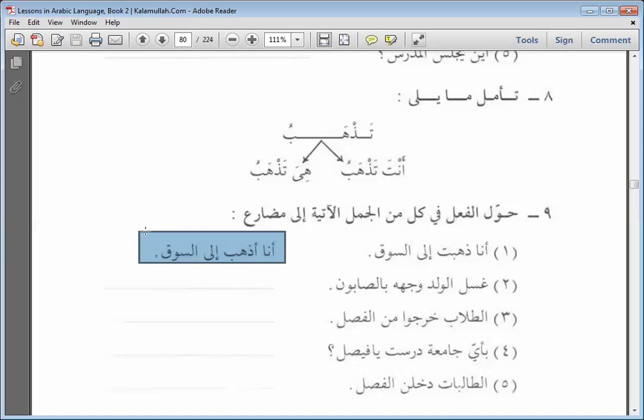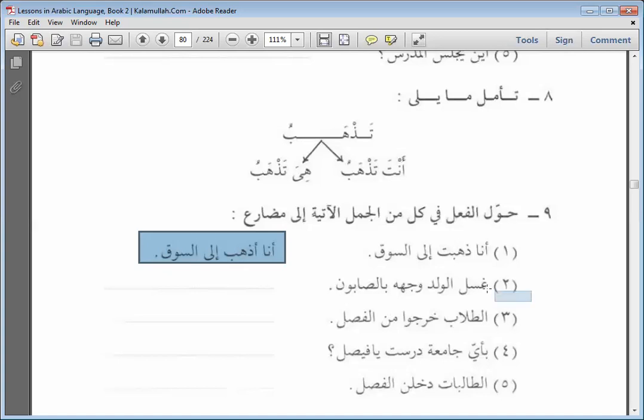Remember, إلى is a حرف جر. It is a particle that makes the words after it genitive. Okay, therefore we say as-suqi with the kasra below the qaf. All right. So again, أنا أذهب إلى السوق.